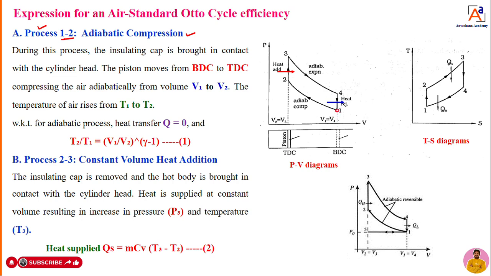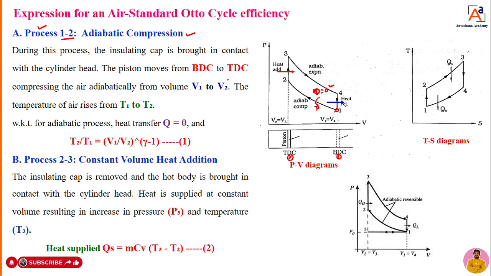I will start with point 1. From point 1, that is BDC to TDC, when the piston moves from BDC to TDC, what happens? Whatever air fuel mixture is there inside the cylinder will get compressed. That process we can call adiabatic compression. Why is it adiabatic? Because there is no heat transfer. That process we can call the adiabatic process.